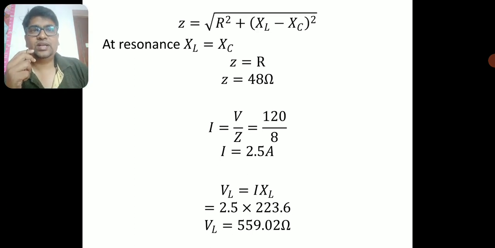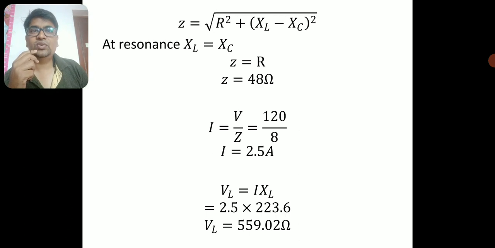So once I got Z, I can calculate the current flowing in the series LCR circuit as V by Z, 120 by 48, which is 2.5 ampere. So once I got the current, I can calculate the voltage potential across the inductor, or I can calculate the potential across the capacitor. Anywhere I can calculate the potential.